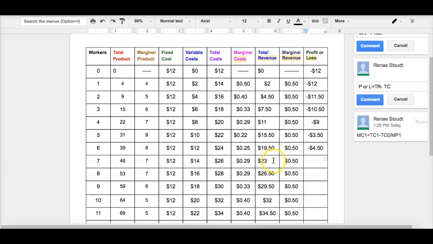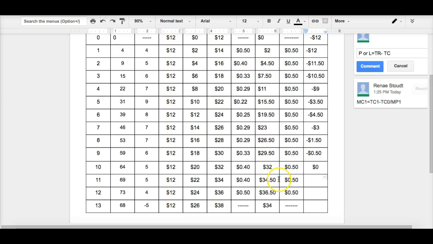At 7 workers, we're subtracting $23 minus $26 to get a loss of $3. At 8 workers, we're subtracting $26.50 minus $28 to get a loss of $1.50. At 9 workers, we're going to subtract $29.50 minus $30 to get a loss of a whopping 50 cents. At 10 workers, we're going to subtract $32 minus $32 till we have 0 profit or loss. We didn't lose any money, but we didn't make any.